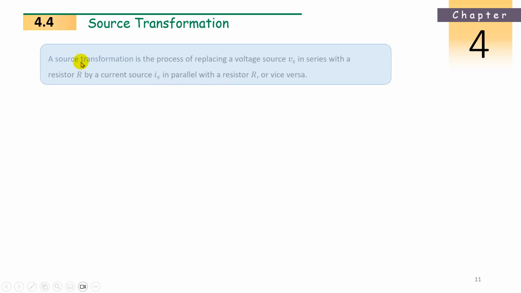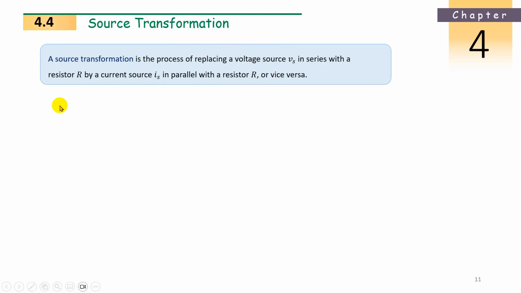A voltage source, whenever I use it, must come with a series resistance. A current source, whenever I come across it, comes with a parallel resistance. The source transformation is the process of replacing a voltage source Vs in series with a resistor R by a current source Is in parallel with a resistor R, or vice versa.